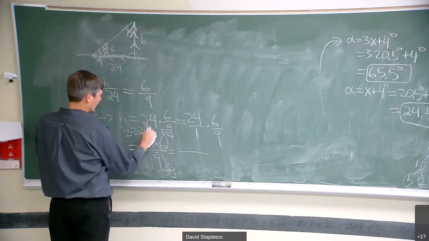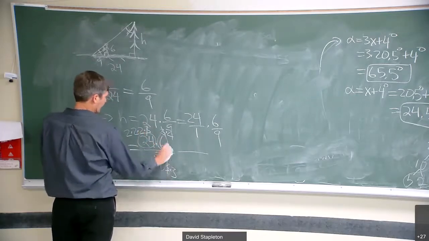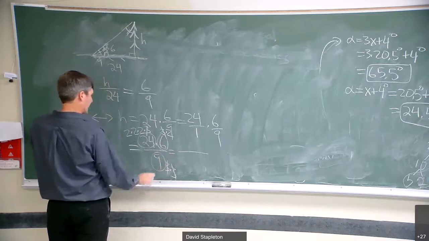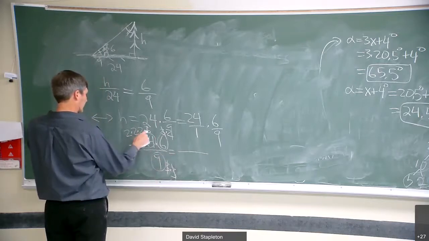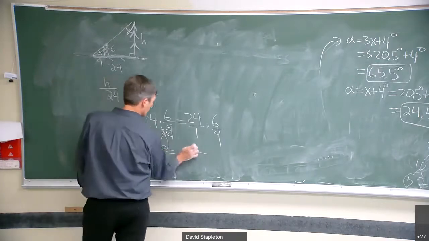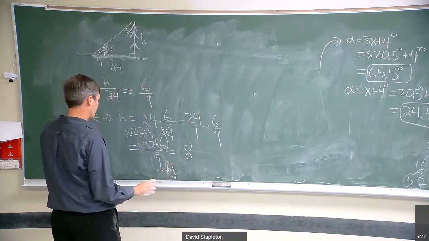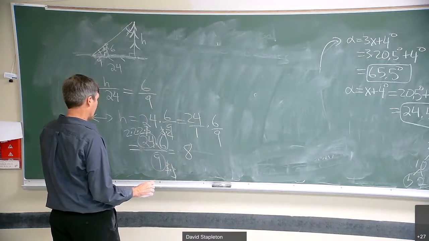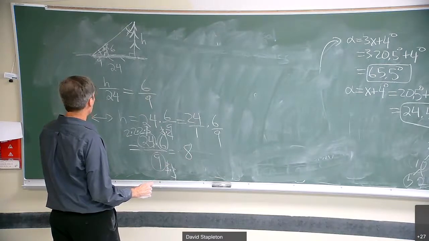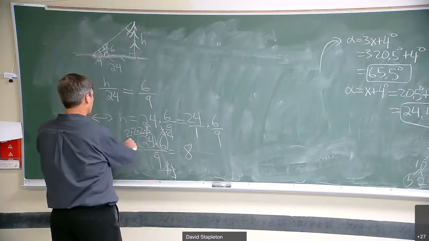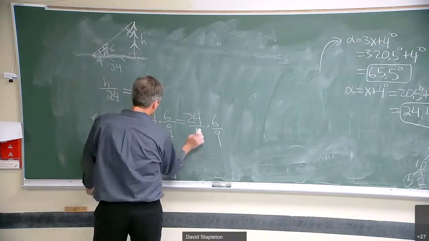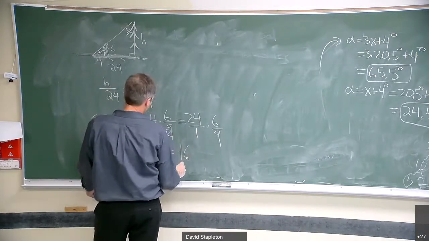I can cancel a 3 here, and a 3 here, a 3 here, and a 3 here. Evidently, I'm just left with 2, 4, 6, 8. I'm sorry, 2, 4, 8, 16. There we go. This one of my two, 16. So this tree would be 16 feet tall.